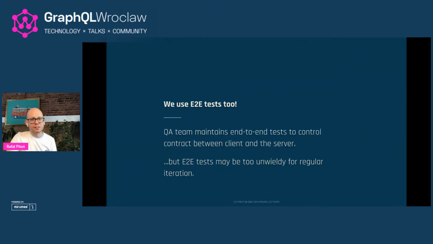But we are also using end-to-end tests. Those are tests that our quality assurance team is maintaining for us. Those tests test the contract between the server and the client. But because they have longer setup time and they are heavier to run on your dev machines, we resort mostly to running them on CI. And during the regular development work and iteration, we are resorting to the previous approach I've demonstrated.